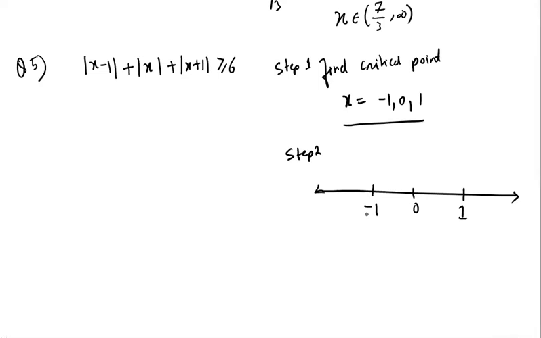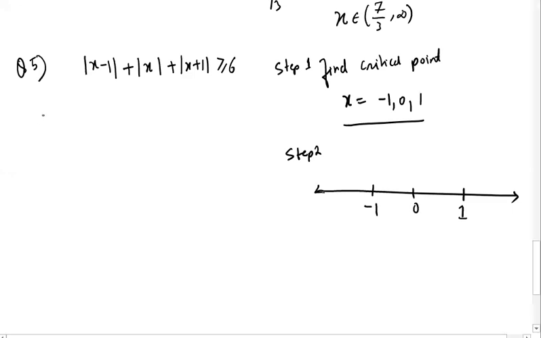Tell me, how many intervals do we have here? 4. Then how many cases will we have? 4 only, because if we had only one modulus, then 2 cases, 2 modulus, then 3. So the number of cases is n plus 1. So we will have 4 cases.